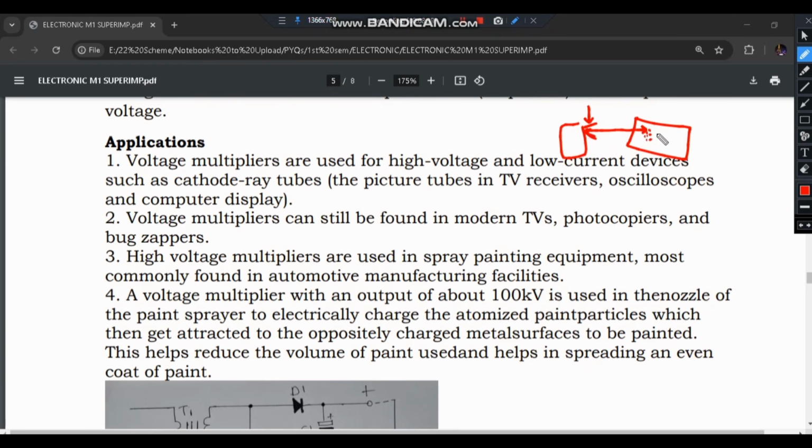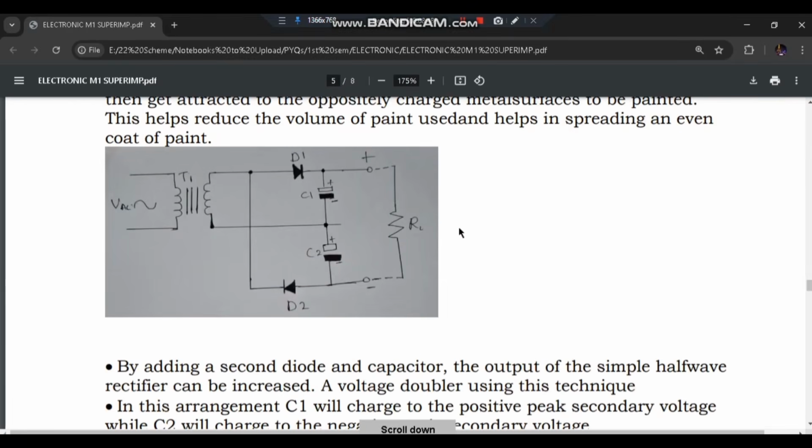And this is the circuit diagram. Here we'll have two diodes, D1 and D2. D1 will be like this, D2 will be reversed. The output is taken from C1 and C2 connected in series. Output is taken from here.